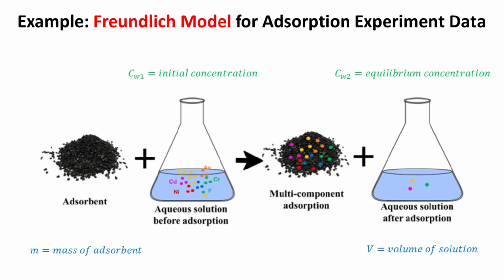Therefore, to design an isotherm adsorption experiment, it is important to record the initial metal concentration in the solution before adsorption, and the equilibrium metal concentration in the solution after the adsorption, as well as the mass of the adsorbent and the volume of the solution.